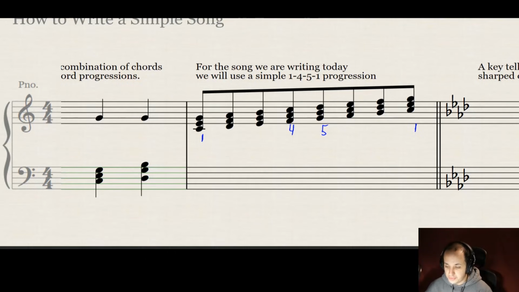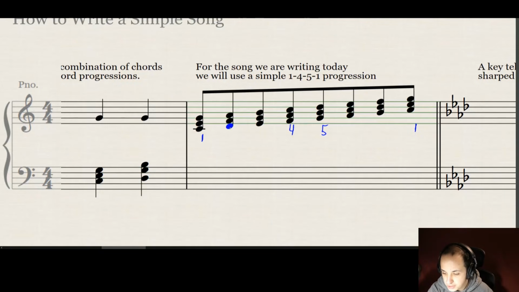Well, the thing is, if you write out a C major scale, which is all of the bottom notes of these chords here in this measure, F, G, A, B, C, that makes the C major scale. And what we've done is we've built chords on every one of the notes.